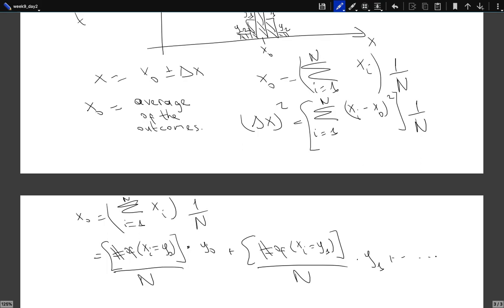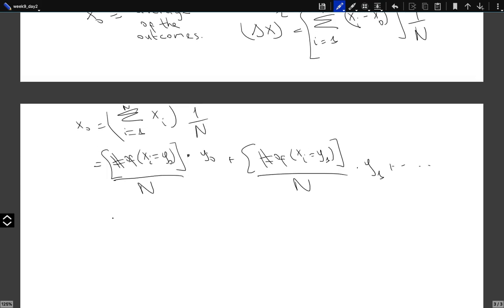Now we can imagine we are doing this experiment. What is this number? Well, this is the number of one outcome over all the outcomes. But that's nothing but the definition of probability. So we get the probability that xi is equal to y0 times y0, plus the probability that xi is equal to y1 multiplied with y1, plus etc. Well, this is easy to generalize.